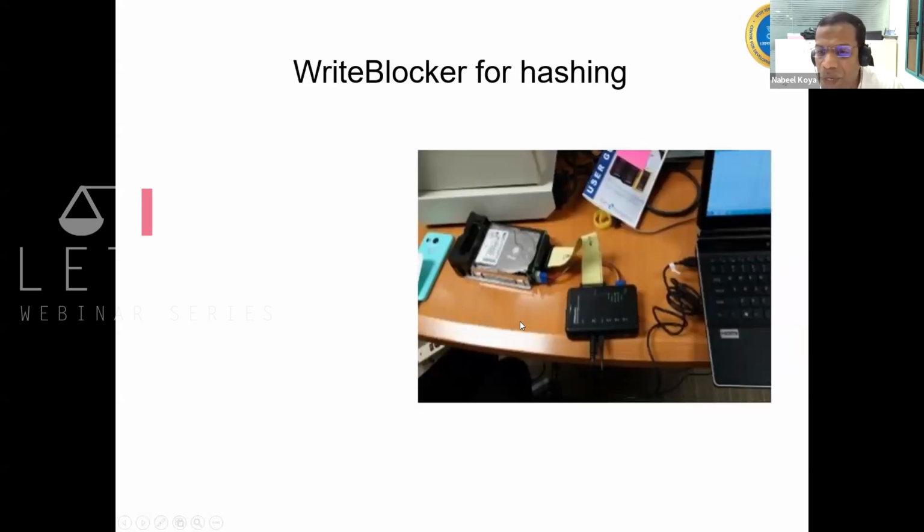So this is how a write blocker looks. You have the suspect hard disk here, a write blocking device connected in between, and then it is connected to a laptop. The laptop will have an application which will identify this hard disk and do some computation, and finally you get a hash value. So the write blocker is to ensure that any data within the device is not tampered with.